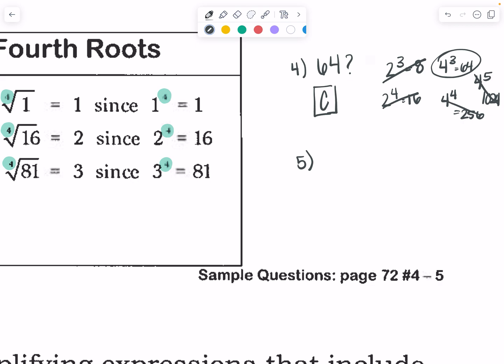And then number 5 says, which of the following is equivalent to the square root of 100? And that was one that's on our chart. The square root of 100, I can type that in and get out 10, which is letter C.